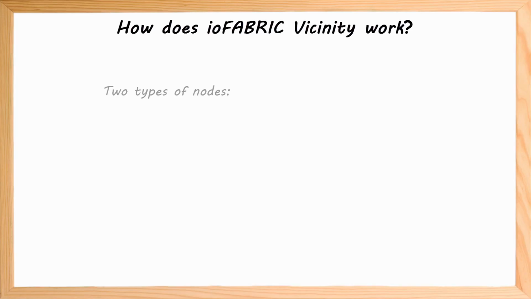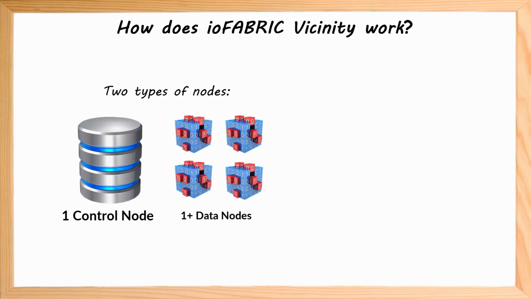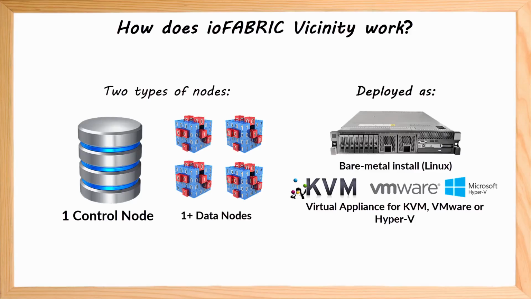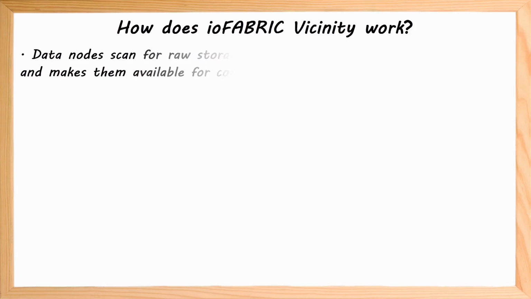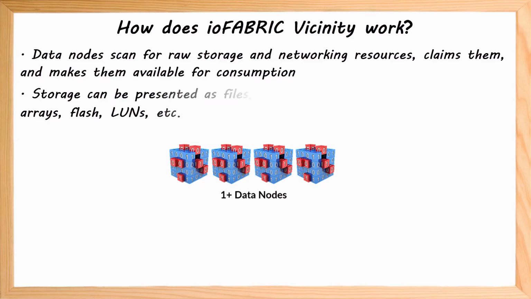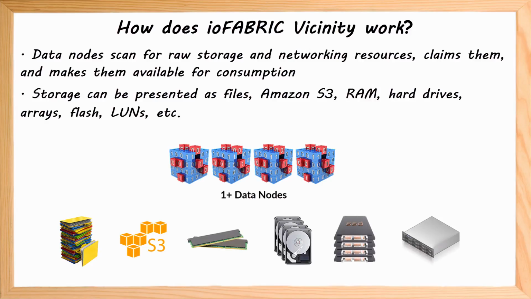Vicinity requires two types of nodes. First, a control node, and then one or more data nodes, which can be deployed either as a bare metal install onto a Linux host, or as a virtual appliance for VMware, Hyper-V, or KVM. Data nodes scan for raw storage and networking resources, claim them, and then make them available. This storage can be presented as files, Amazon S3, RAM, hard drives and arrays, flash, or LUNs. So long as the data node can see the storage, it can be used by Vicinity for consumption.